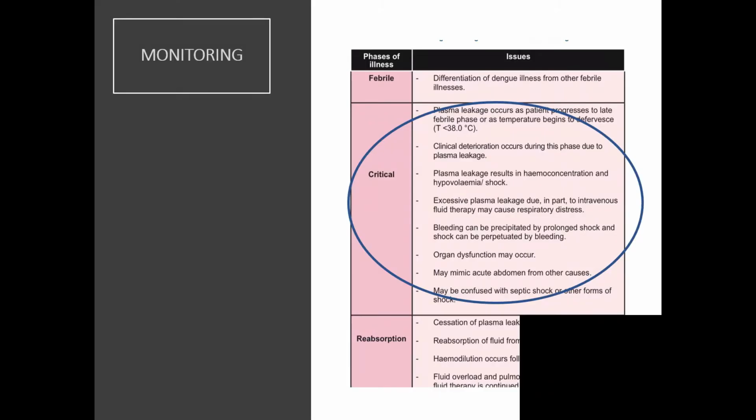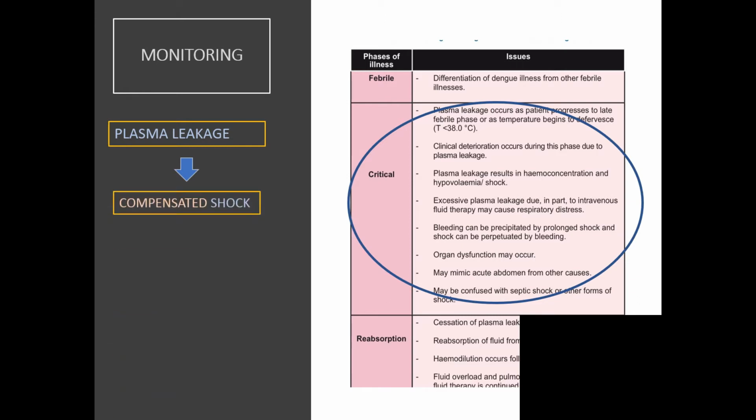As mentioned earlier, disease progression and clinical deterioration may occur rapidly during the critical phase. The issues that may ensue during the critical phase are an acute increase in vascular permeability, thus leading to plasma leakage into the extravascular compartment. This results in hemoconcentration and hypovolemia. This may then lead to compensatory shock.